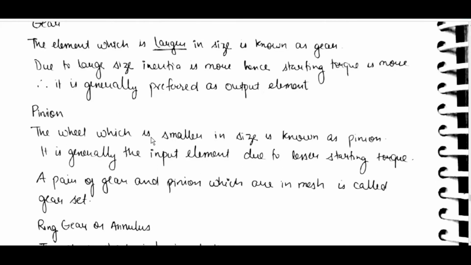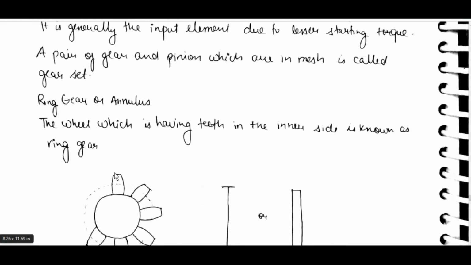Pinion: the wheel which is smaller in size is known as the pinion. It is generally the input element due to lesser starting torque. A pair of gear and pinion which are in mesh is called a gear set.